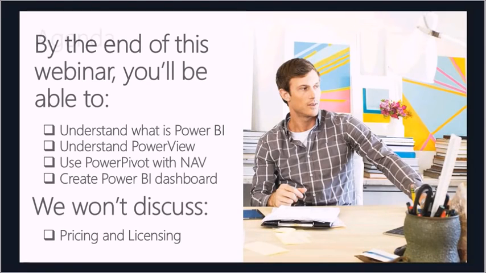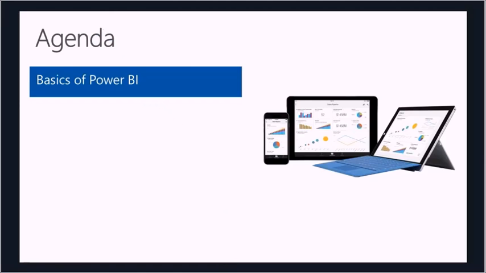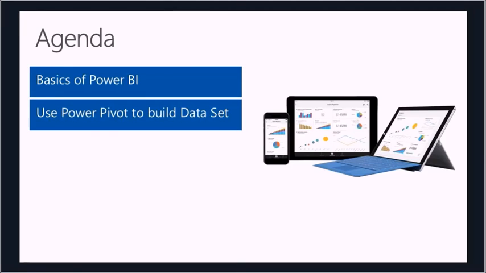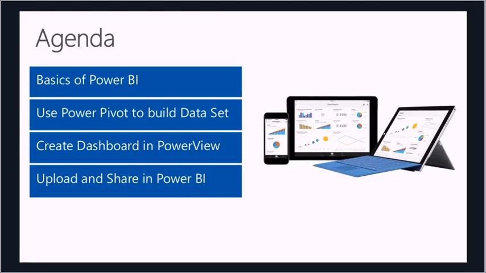So with that, let us quickly see what will be in the agenda for today. Of course, as I already said, we'll discuss the basics of Power BI. What is Power BI, and how does it work? What is required? And we will then use Power Pivot to build a data set from NAV, of course. And we'll see how we build a dashboard in Power View, and we will upload that to our Office 365 site in SharePoint, and then we can share or analyze that in Power BI.